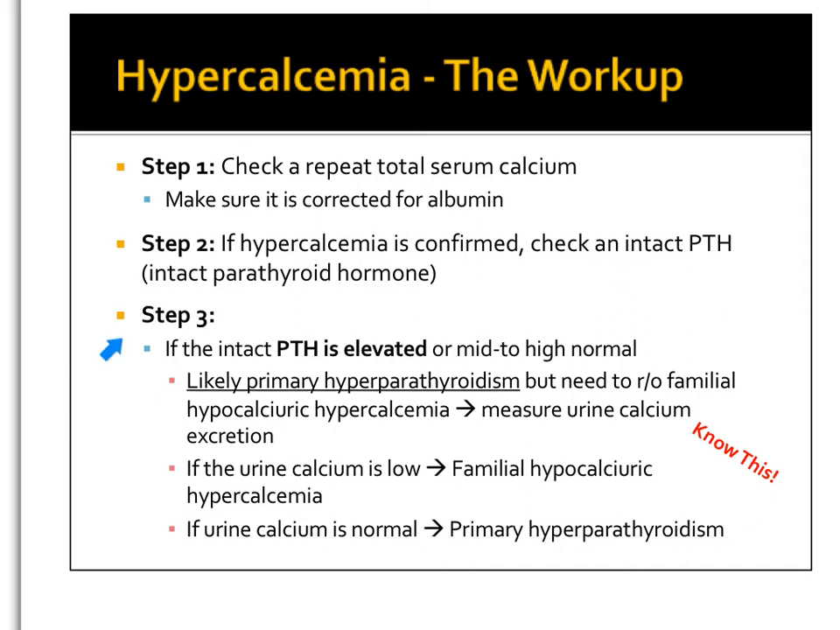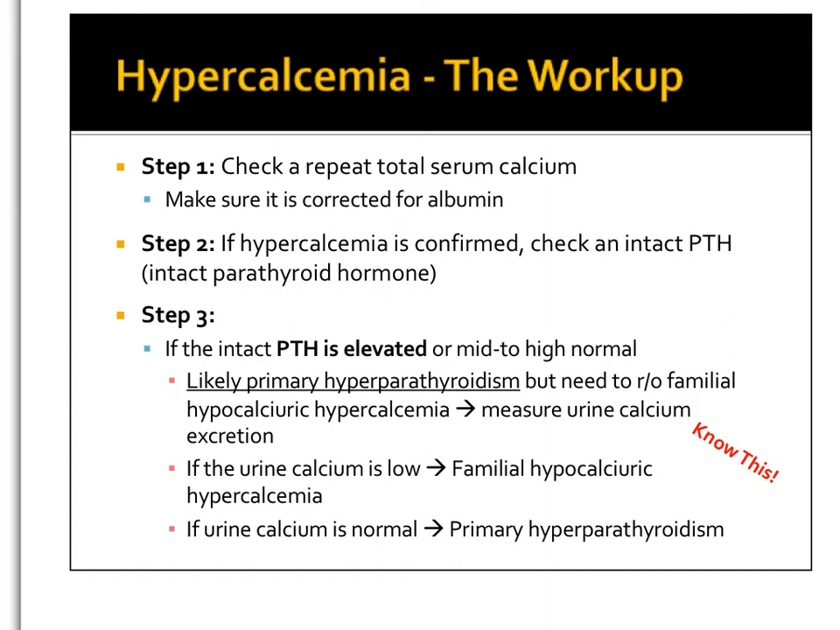Step 3, we're going to interpret this now. If the intact PTH is elevated or even just a little bit to high normal, then we have to consider some things here. It's likely that it's primary hyperparathyroidism, but we need to rule out familial hypocalciuric hypercalcemia. So what are we going to do? We're going to measure urine calcium excretion. If the urine calcium is low, then you have the diagnosis of familial hypocalciuric hypercalcemia. But if the urine calcium is normal, then you made your diagnosis of primary hyperparathyroidism.